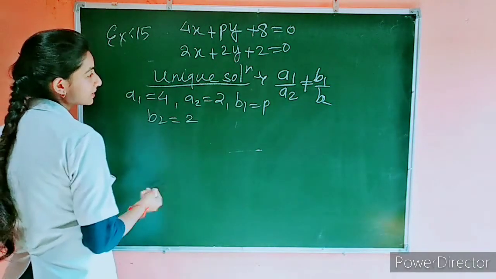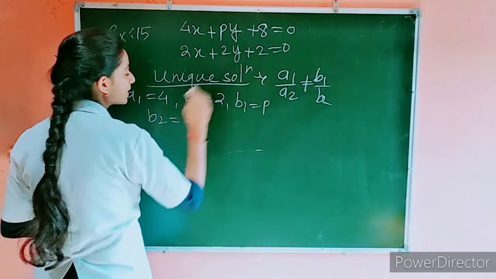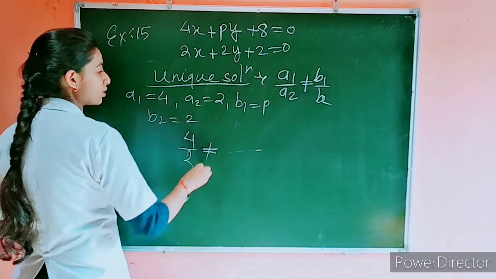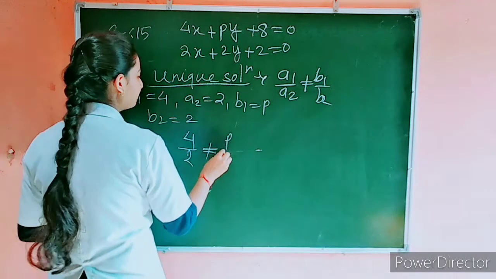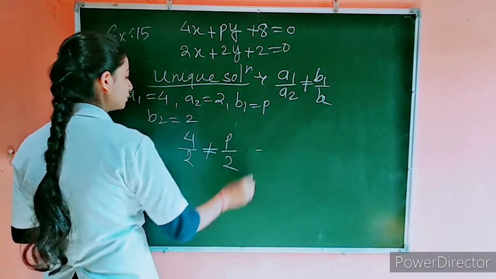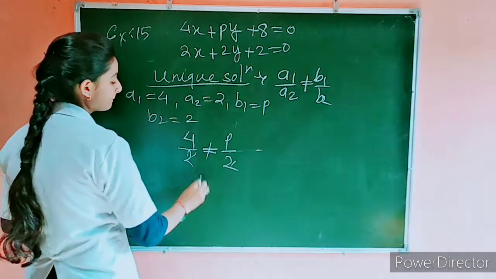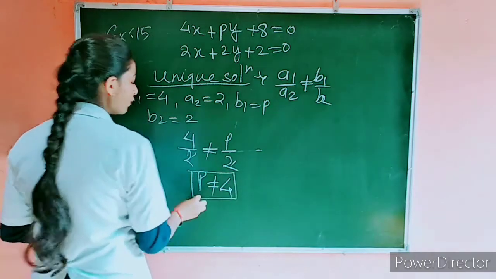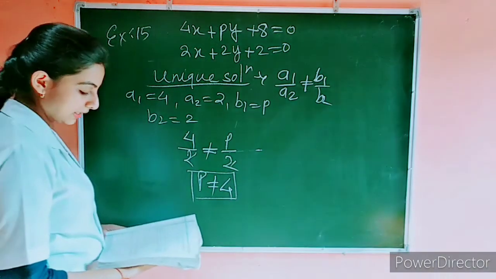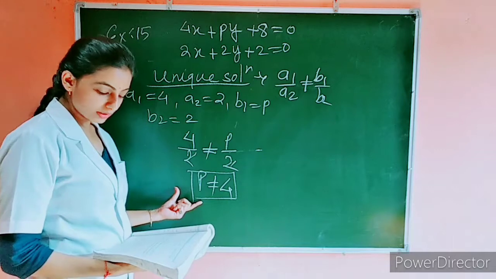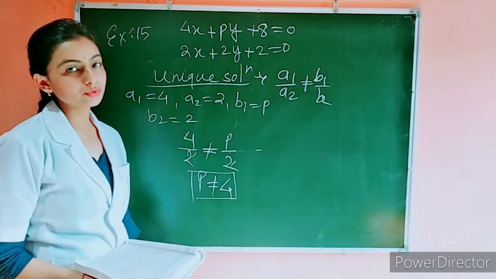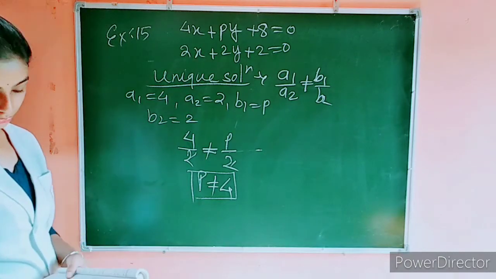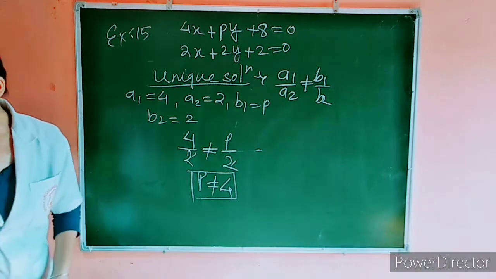Now putting these values in this condition, we get 4 upon 2 is not equals to p upon 2. Now p will be not equals to 4. For all values of p except 4, the given pair of equations will have a unique solution. Only except 4 we have a unique solution. Now example number 16.